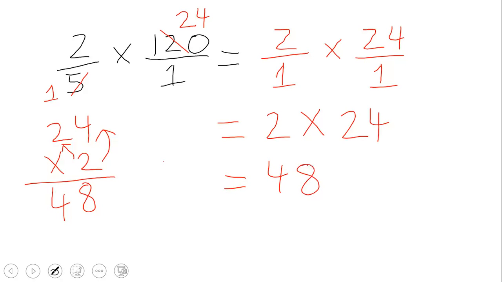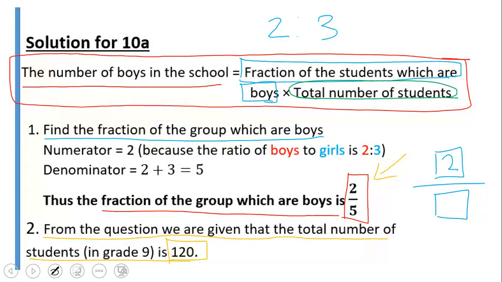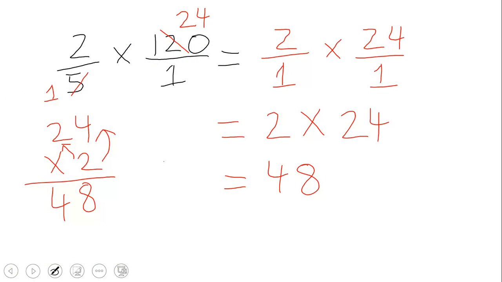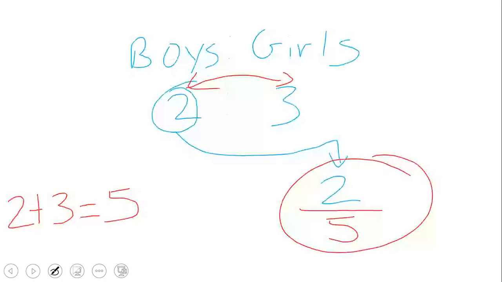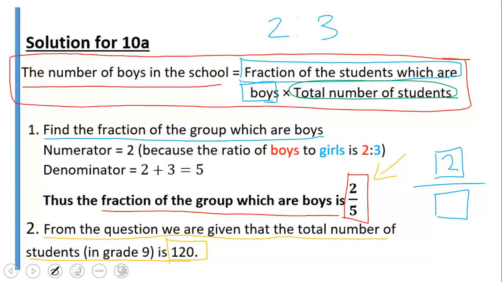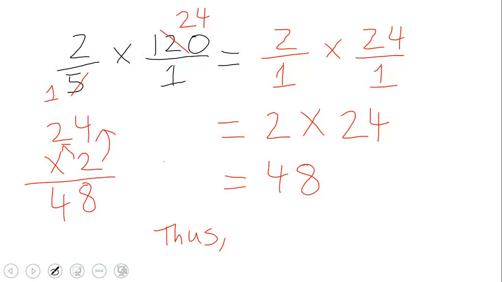So thus, the number of boys in the school is 48. Okay, so that's the number of boys in the school. We applied the formula and we got 48. The number of boys in the school is 48.